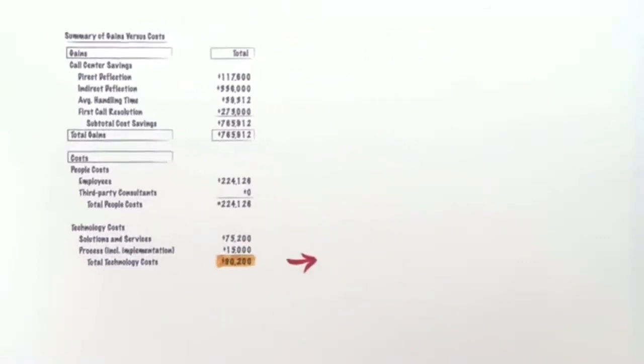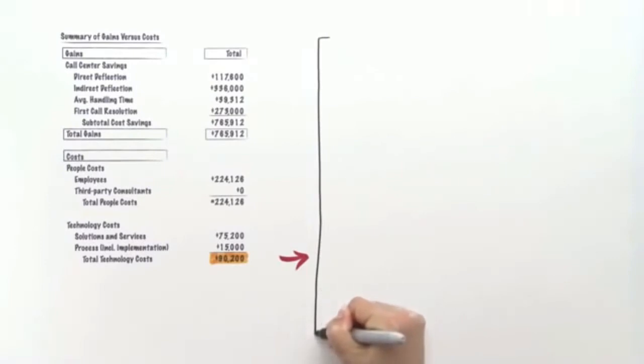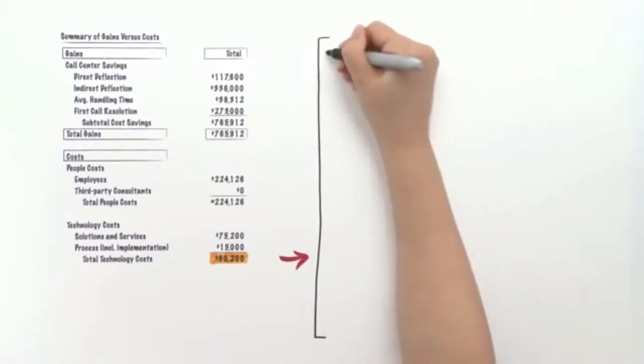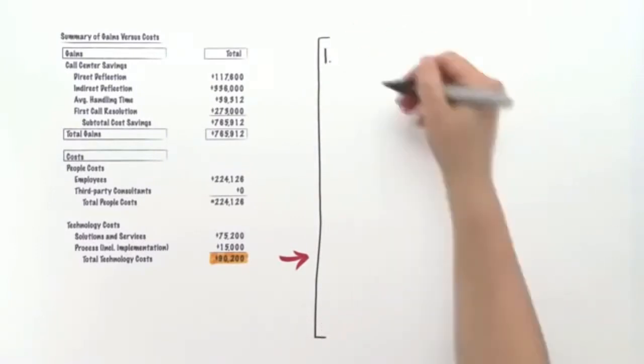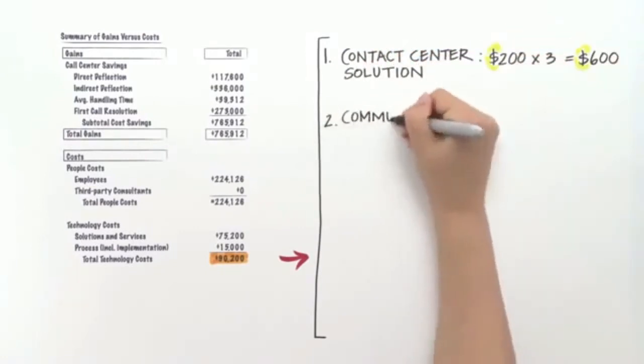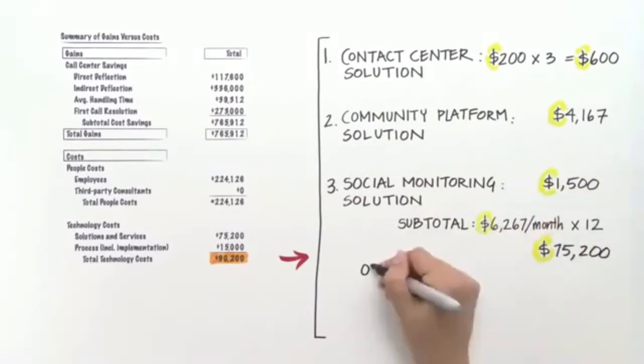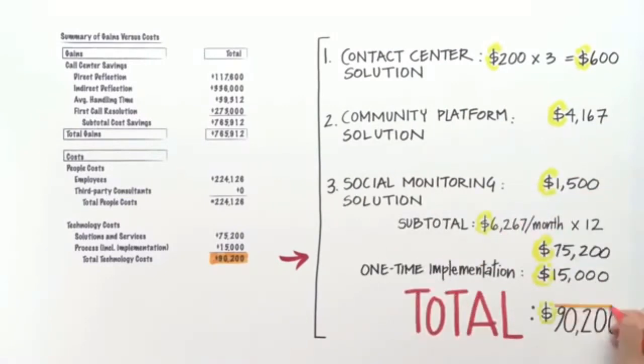For your technology costs, figure the cost of the individual components, like a contact center solution, a community platform, and a social media monitoring tool. Of course, the technologies you select will depend on your own unique situation, so they may differ from this example. For now, let's assume a contact center solution for 3 agents, add a community solution, and a social media monitoring solution. Plus, you'll want to add the one-time cost of implementing your technologies.